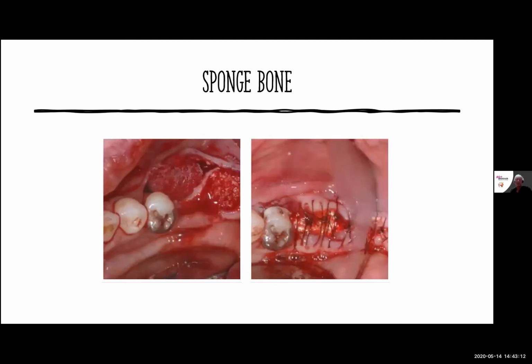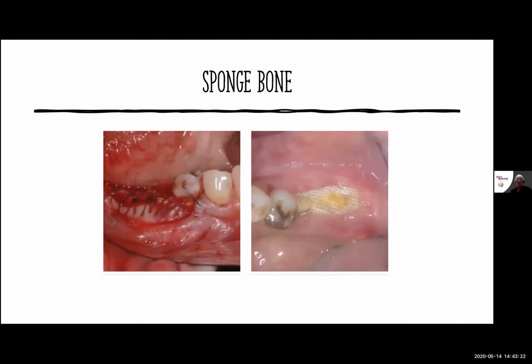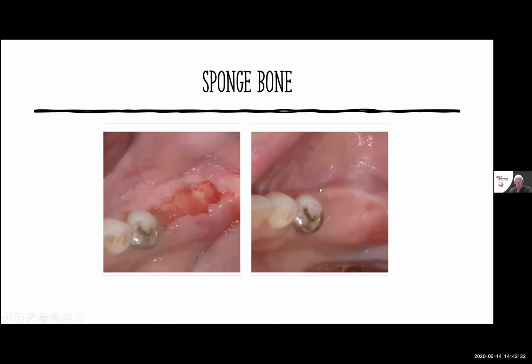The sponge bone itself is placed in, and then a membrane over the top. This particular membrane is a non-resorbable membrane, excuse me. This non-resorbable membrane is placed into the area, and then 2 weeks later, actually 3 weeks later, the sutures are removed, and then this area is going to stay exposed until the sponge bone will grow in.